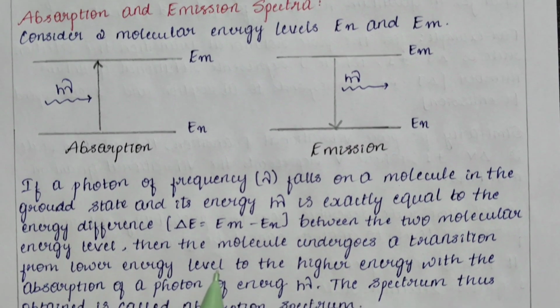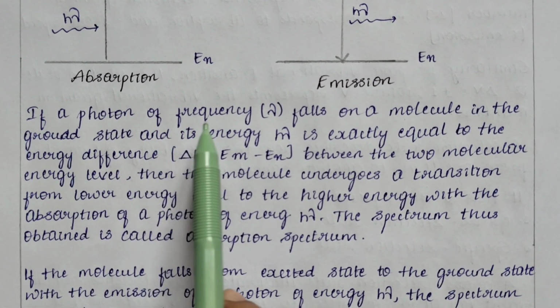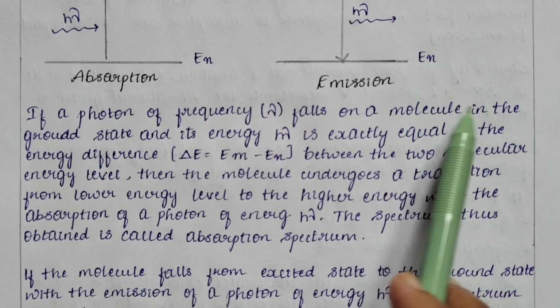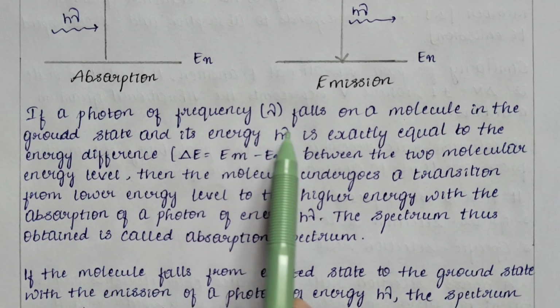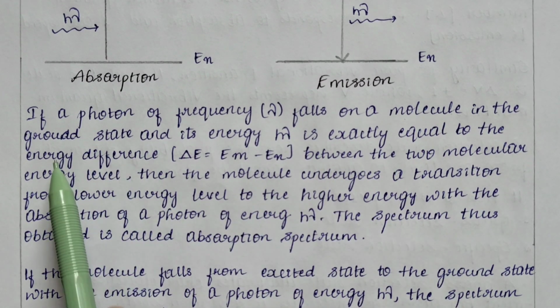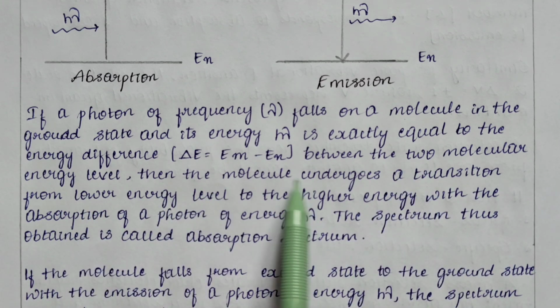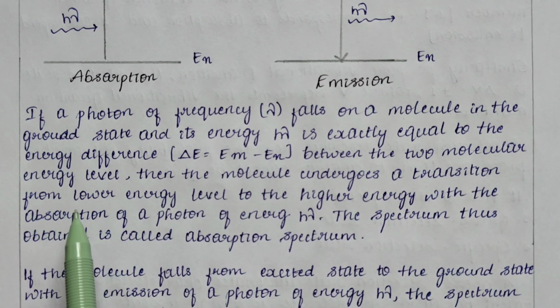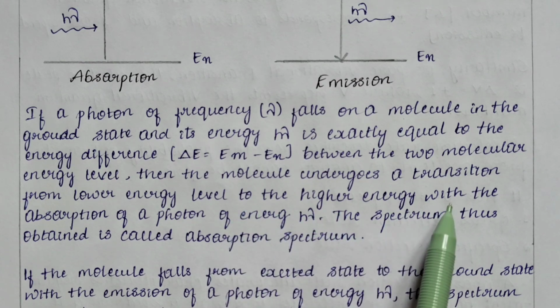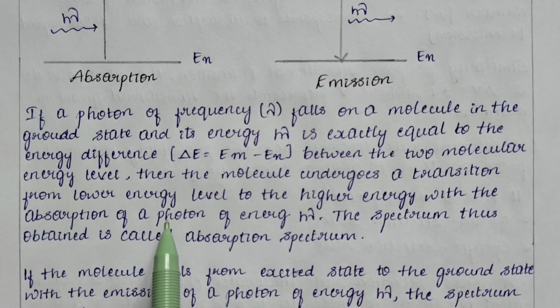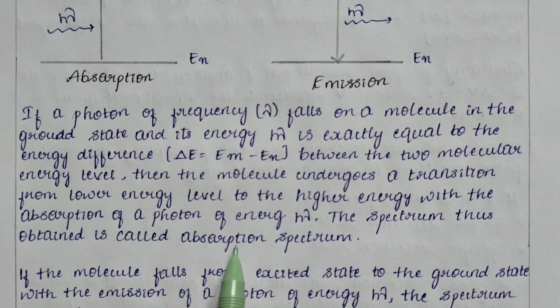Now we'll see an explanation related to this. If a photon of frequency nu falls on a molecule in the ground state and its energy h nu is equal to the energy difference between the two molecular energy levels, then the molecule undergoes a transition from the lower energy level to the higher energy level with the absorption of a photon of energy h nu. The spectrum thus obtained is called the absorption spectrum.